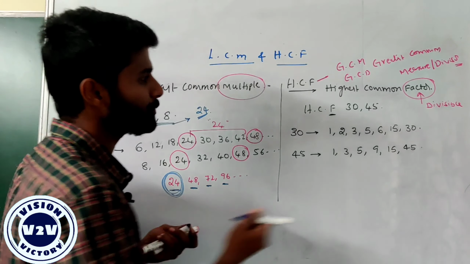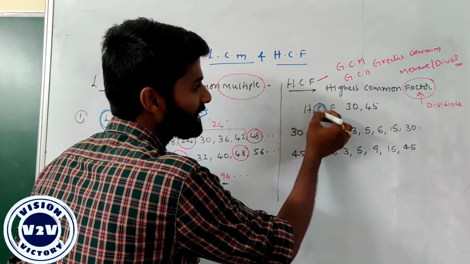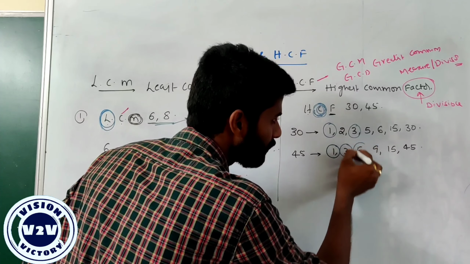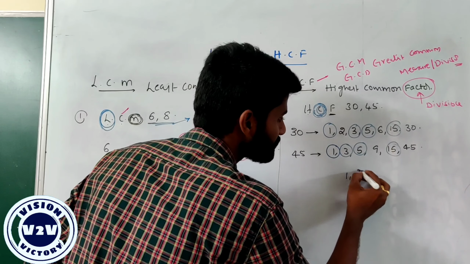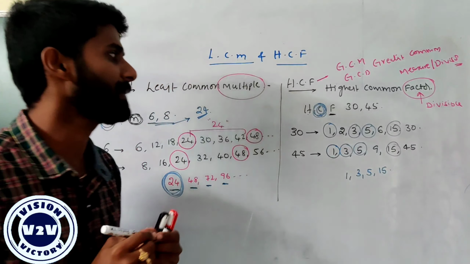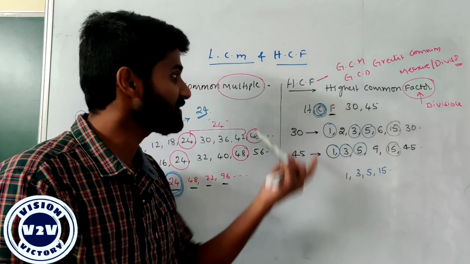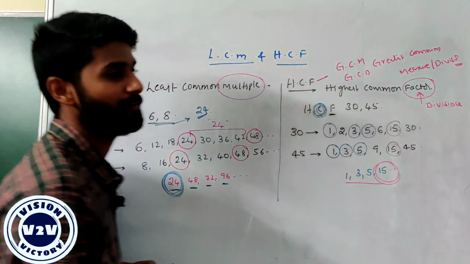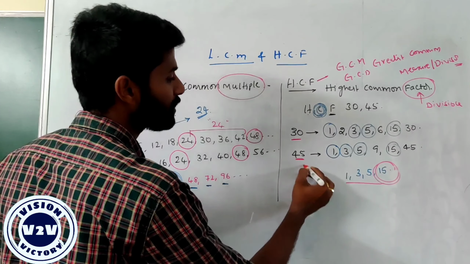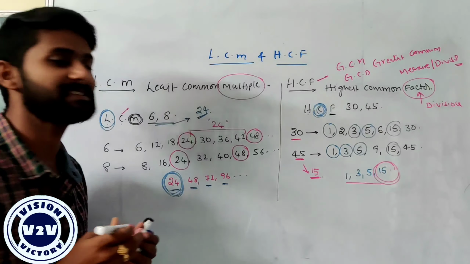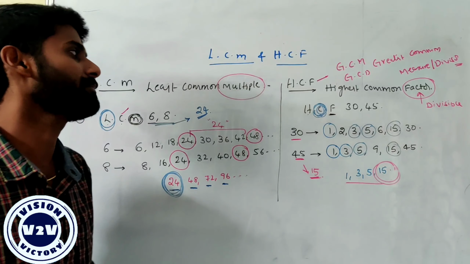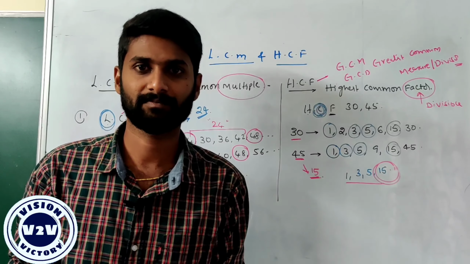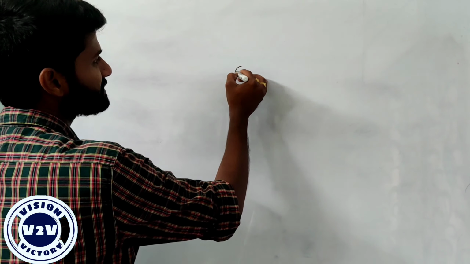Out of all these numbers, we need to pick the common part first. Why? Because HCF deals with the highest common factor. The common factors are 1, 3, 5 and 15. So out of all the common factors, we need to pick the highest number. The highest number of all these is 15. It means the HCF of 30 and 45 is exactly equal to 15. So these are the definitions of LCM and HCF. Remember that another form of HCF is greatest common measure or greatest common divisor. Clear?